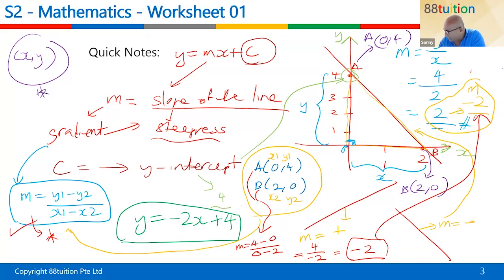You can use this. If it forms a right-angle triangle, it's easier for you to know the movement on the y-axis and the movement on the x-axis. All right? So in this case, the movement.